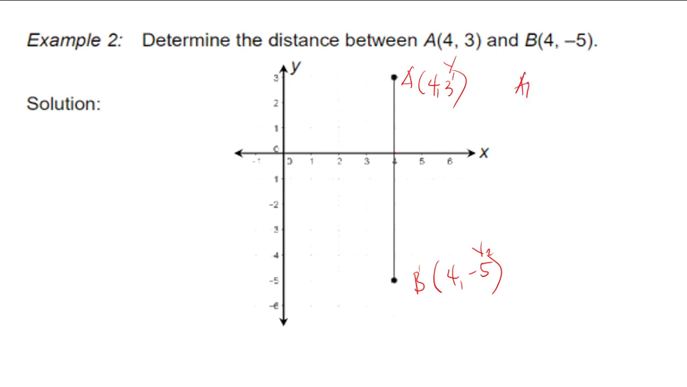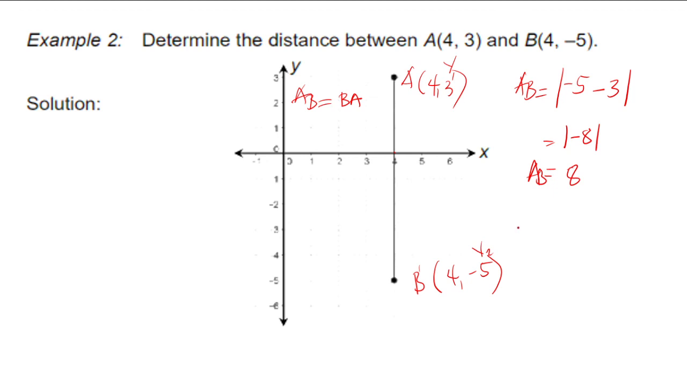Okay? So, AB is equal to the absolute value of negative 5 minus positive 3. Remember that AB is also equal to BA by substitution, okay? So, negative 5 minus 3 is negative 8 and the absolute value of negative 8 is 8.